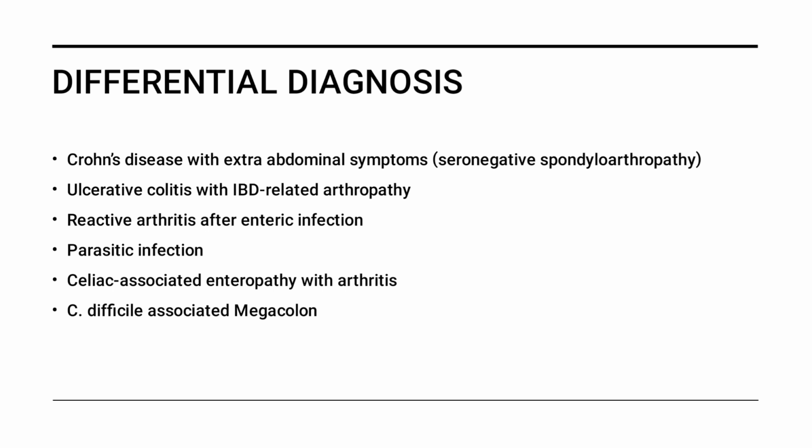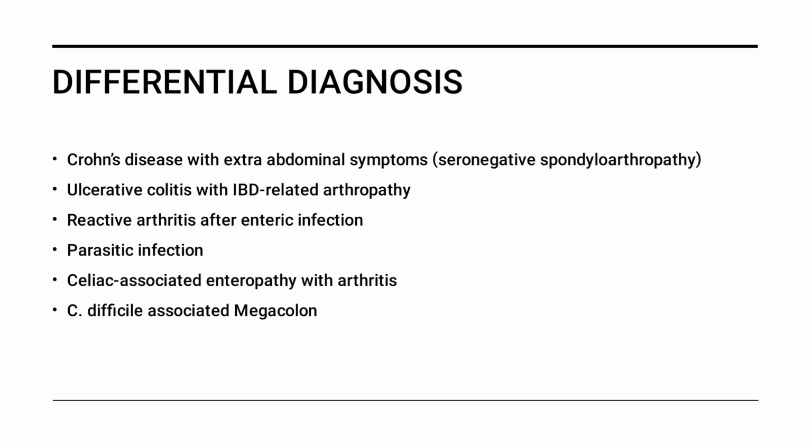Parasitic infection, always suspected. It's been 9 months and the patient has diarrhea, etc., so this could also be a parasite. Celiac-associated enteropathy with arthritis, also the same concept here. The patient had chronic diarrhea, and a young patient could have celiac. Then comes the last one, C. difficile-associated megacolon. Always put this in your differential in case of chronic diarrhea with weight loss and a tender mass. It could be C. difficile. So pause here.